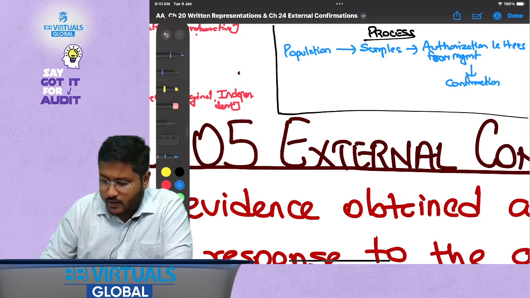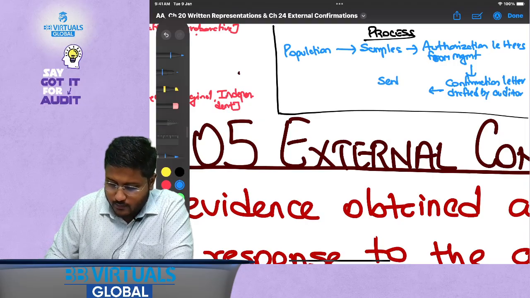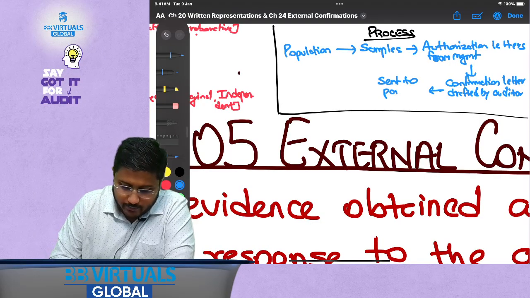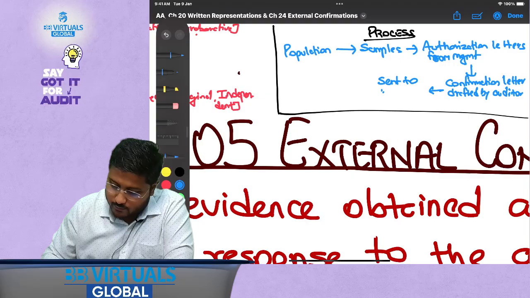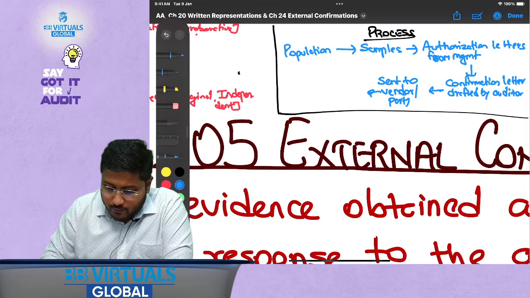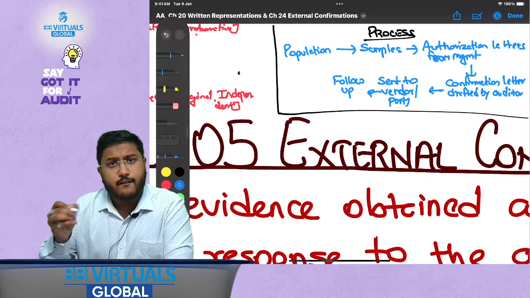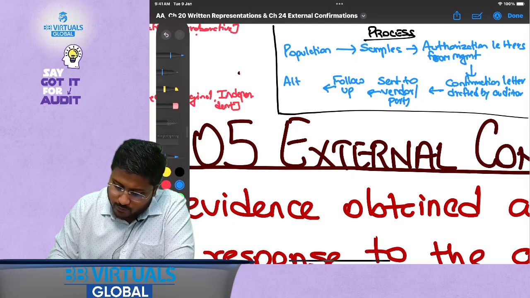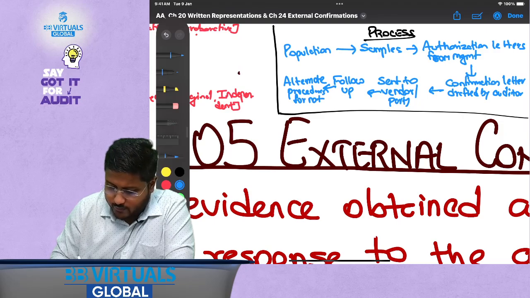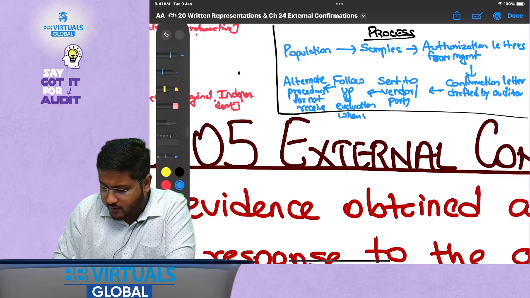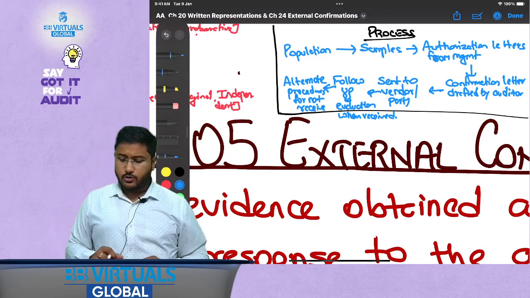The confirmation letter is drafted by the auditor. Then it is sent to the party, or the vendor. After we send it to them, we follow up and see if the confirmation is received. If not, we use alternative procedures for those not received. Follow up and evaluation when received: when received, we evaluate the information, that is, whether it is matching or not.